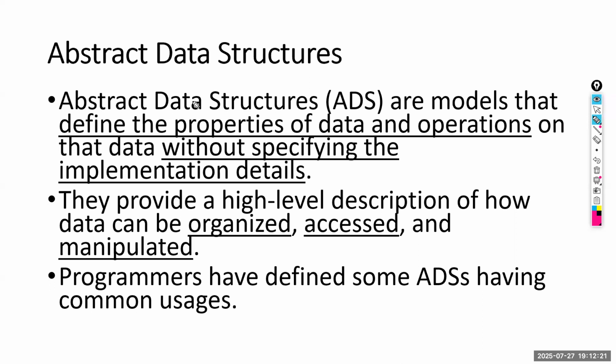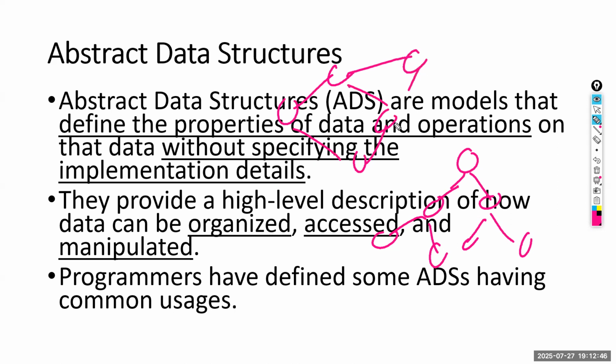For example, stack, queue, list, tree, graph, those are abstract data structures. So when we say tree or binary tree, it has a special meaning in that data structure. When we say graph, it has a specific meaning. It's a special data structure. Even stack. So those are abstract data structures.